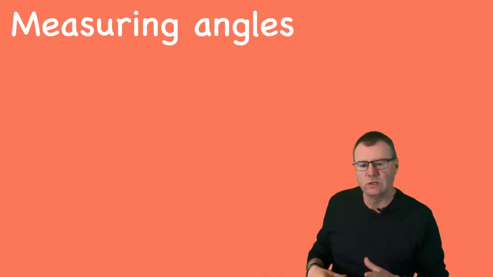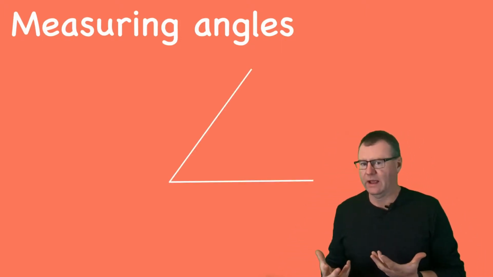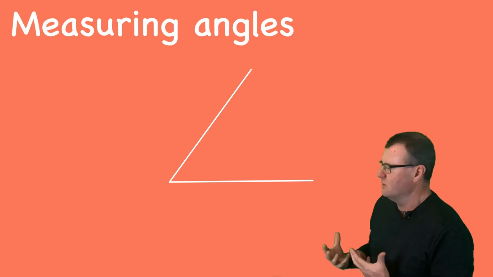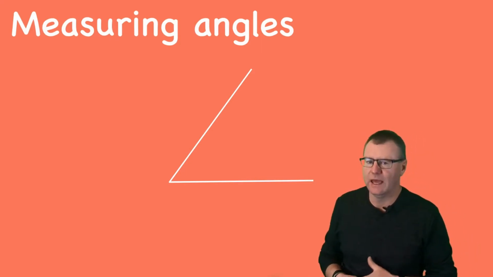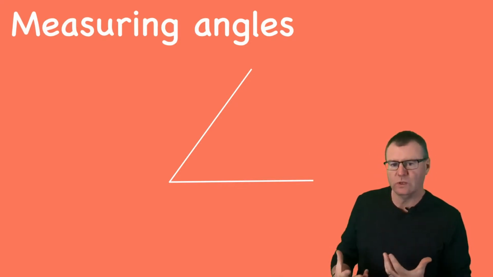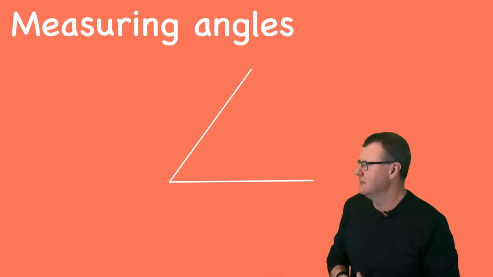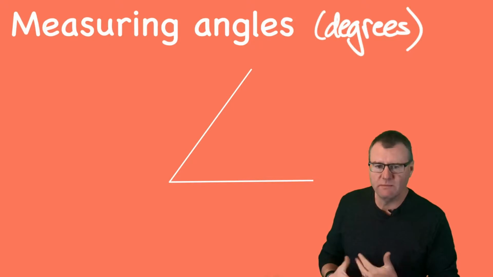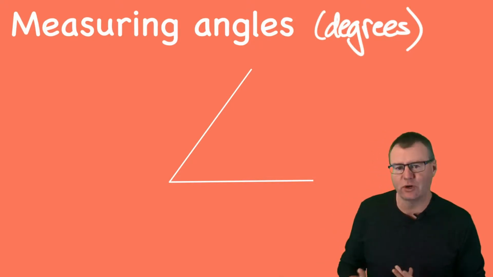So in a previous video, we talked about how we classify angles by their size. Sometimes we actually want to measure an angle and see how big it is in degrees. The units we use for measuring angles are degrees. We use a special tool to measure these angles, and that tool is called a protractor.